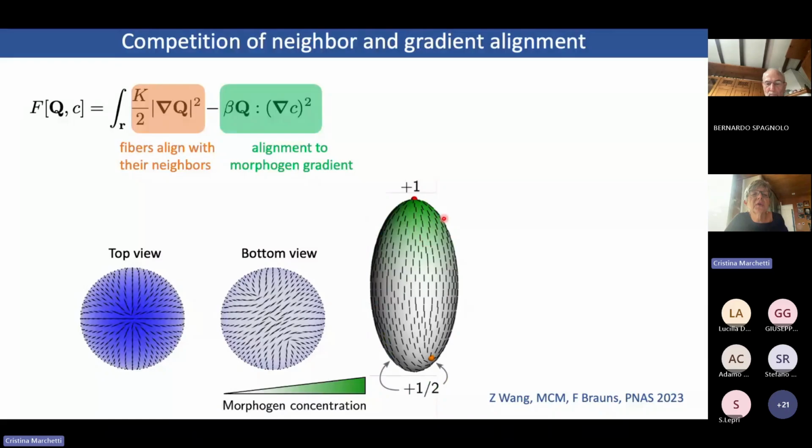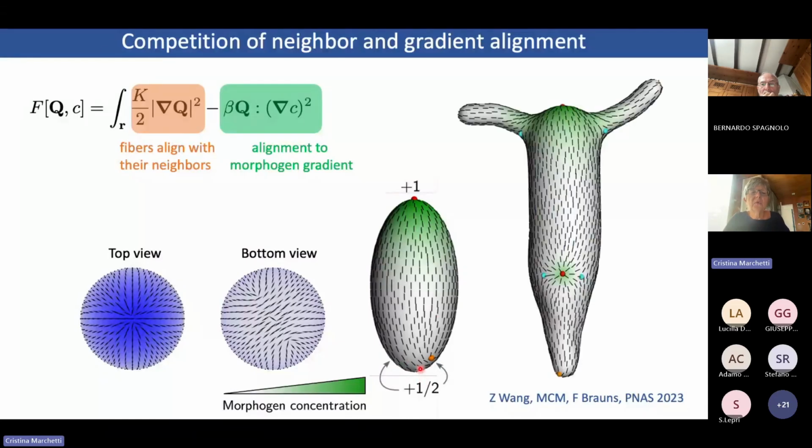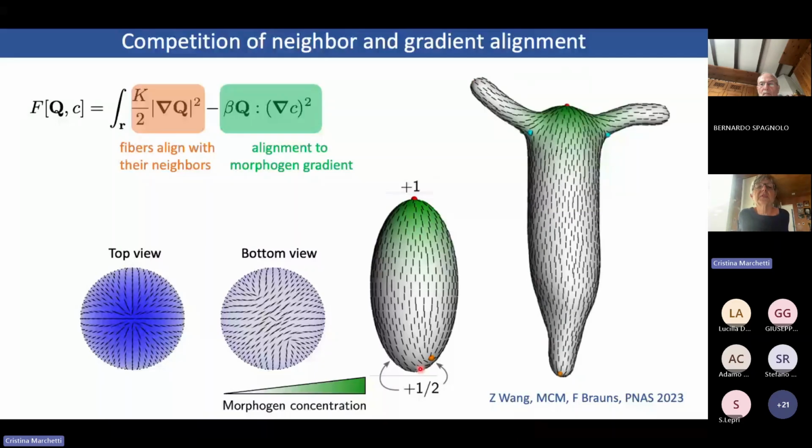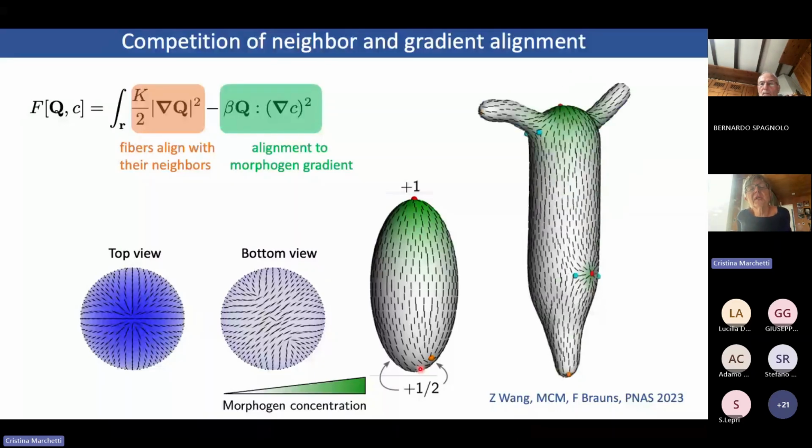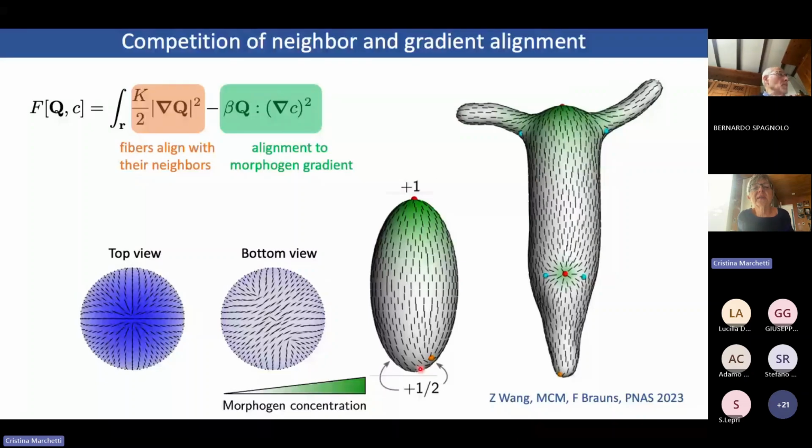If I, however, also elongate the sphere into an ellipsoid, then at the top where the morphogen is being expressed, the tendency to align with the morphogen, together with the geometry, allows the system to overcome Coulomb repulsion, and you get a +1 defect. And at the bottom, where there is no morphogen, the two +1/2 defects get pushed pretty close to each other. And if you actually solve this energy minimization problem on a surface structure that mimics the geometry of Hydra, you are able to reproduce the texture that is observed in Hydra.